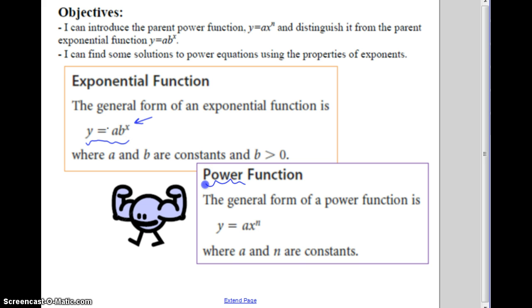Now when we're talking about a power function, instead of the variable being in the power, the variable is your base, and now the power is going to be a number. n is just going to be any number. Now when we solve these two functions, we need to solve them in different ways. There are ways we can solve both of them, but it does vary by the problem.